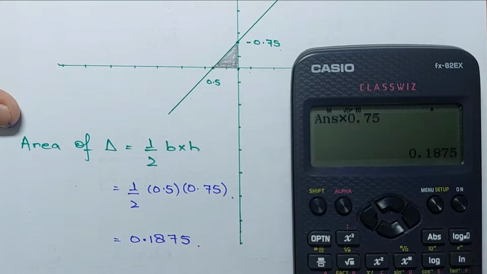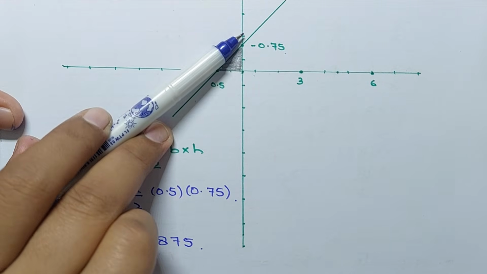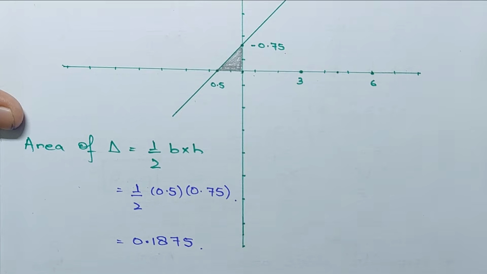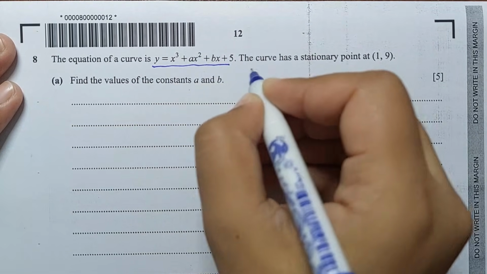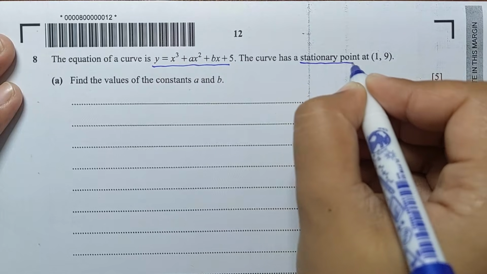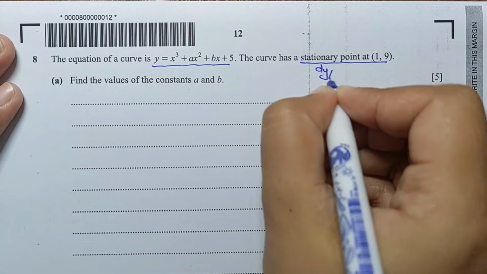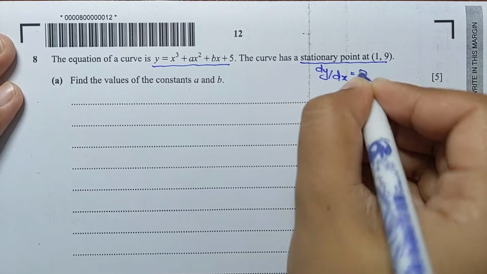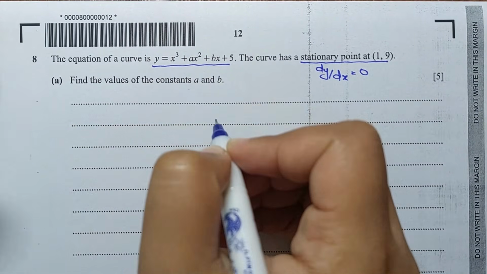0.1875. This is the area of the triangle which is formed by the perpendicular bisector of AB, the x-axis and the y-axis. Question number 8. The equation of the curve is given to us. The curve has a stationary point (1, 9). The stationary point is a point where the first derivative is equal to 0. Part A, find the values of the constants a and b.